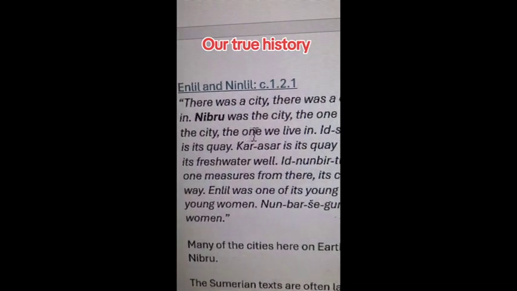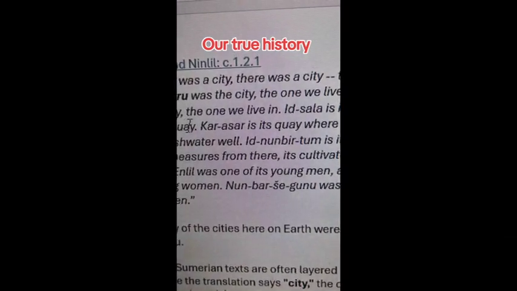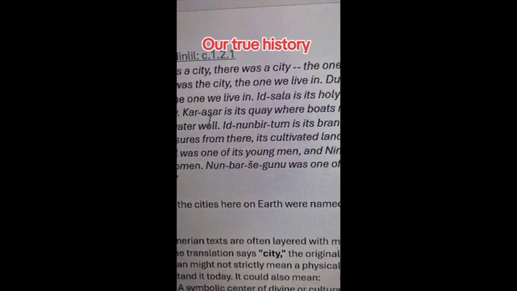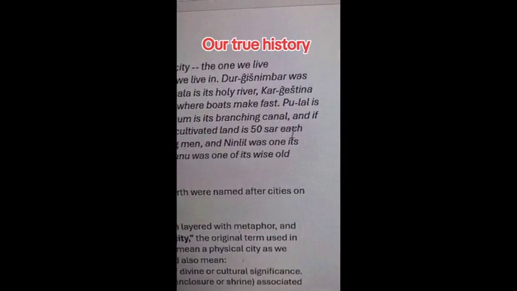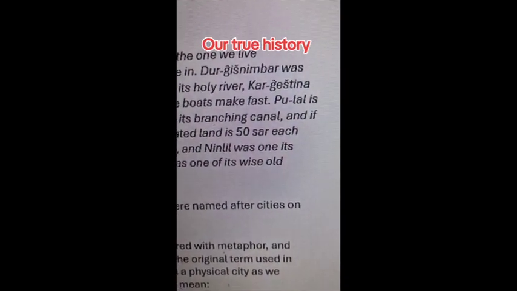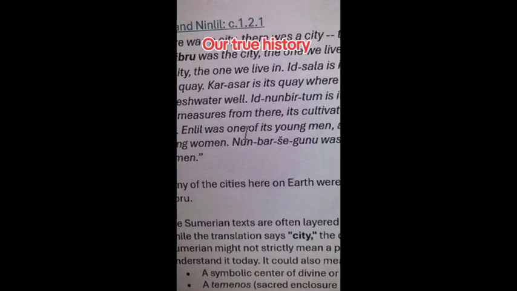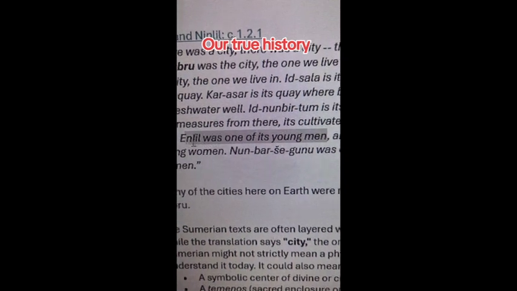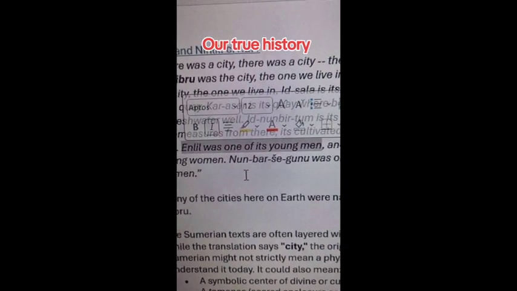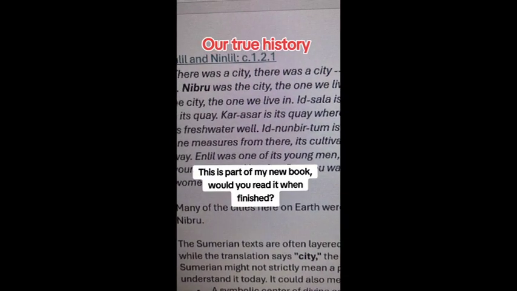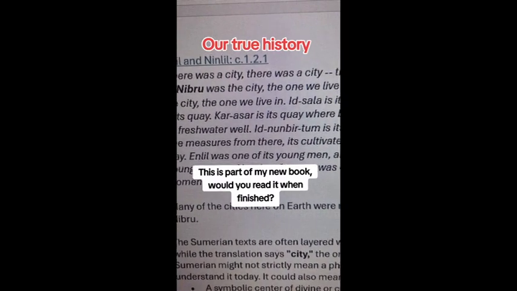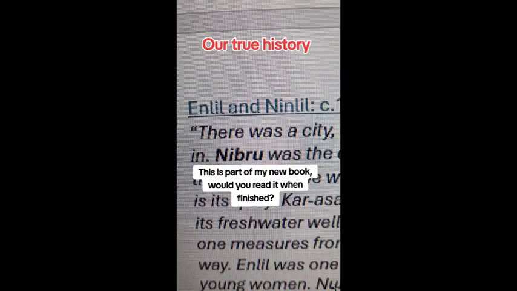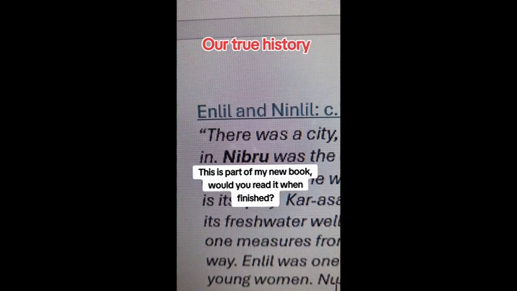Gamashninbar was the city, the one we live in, and so on. They talk about other cities and a river. It cultivated land 50 shah each way. So 50 shah is one of their years. Enlil was one of its young men. So Enlil wasn't old enough, wouldn't have been the one that came down to Earth. So this is actually literally talking about their home planet, and there was a city on their home planet named after the planet itself.